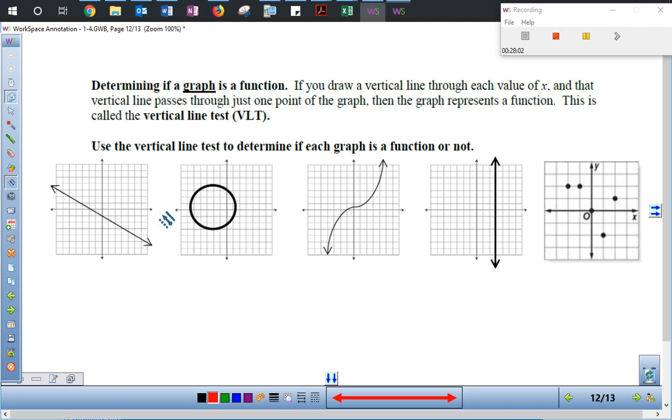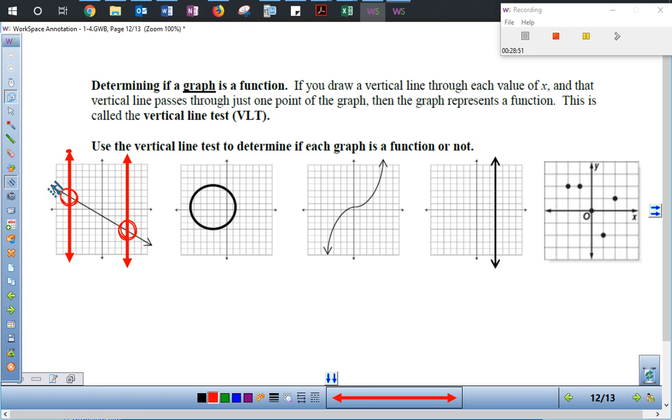So for example, on this first one, I'm going to draw a vertical line right here. Notice when I draw that vertical line, it goes straight up and down, has arrows on the outsides of them. It only intersects my graph in one place. That's good. Now, let's see if I draw a vertical line somewhere else. What if I draw a vertical line right here? Again, it only crosses the graph in one place, which is great.